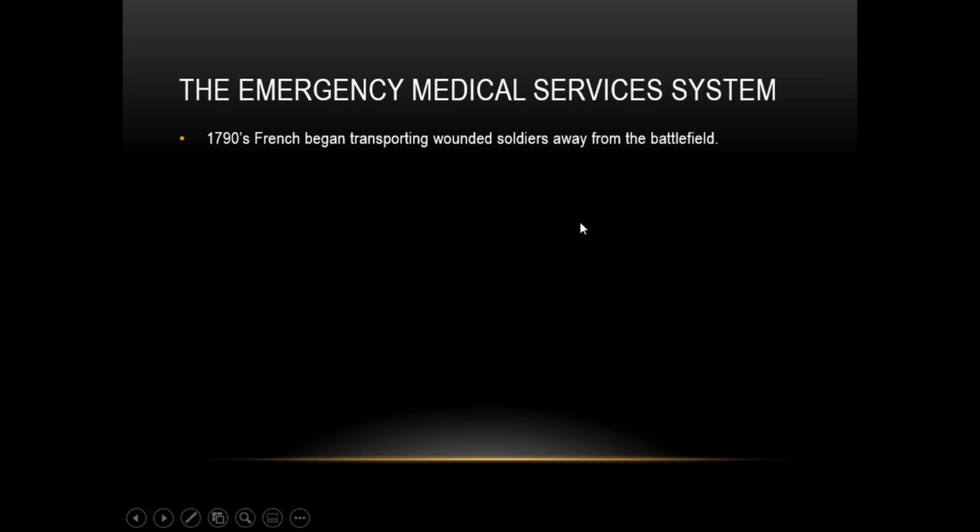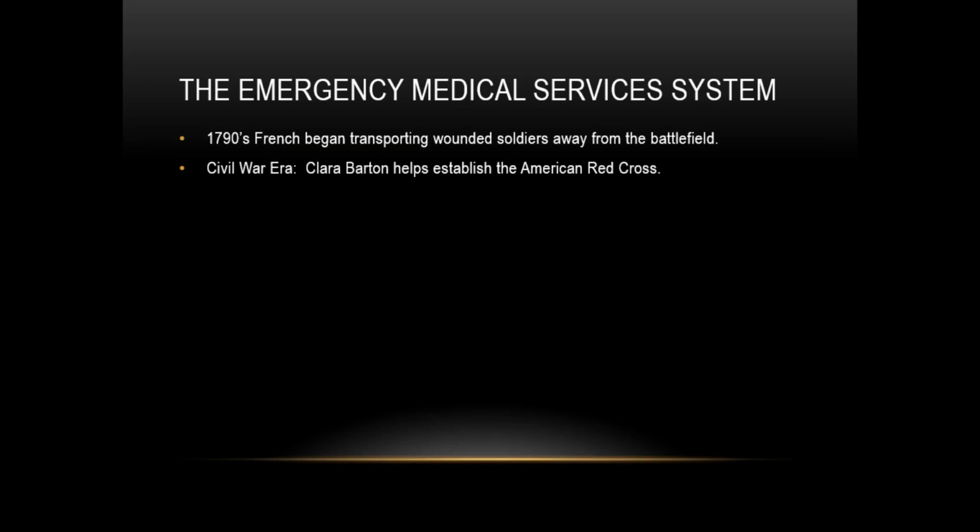So when we're looking at EMS system and the history and implementation, EMS technically was first developed within the 1790s. And this is when France actually began to transport wounded soldiers away from the battlefield. So there was no type of pre-hospital care given. This was simply a transport unit. But this was the first example that we actually saw that individuals who were hurt and or sick were actually being transported by individuals.